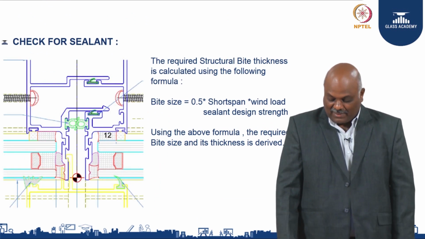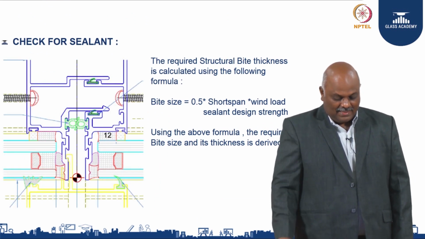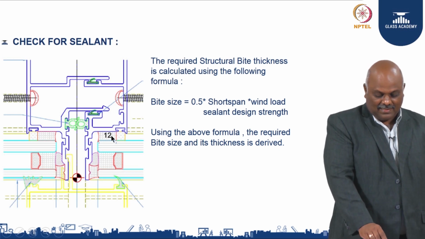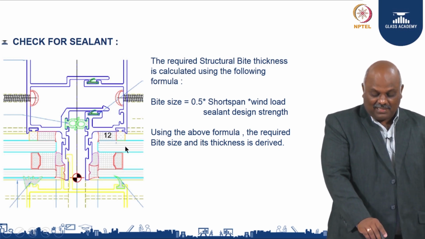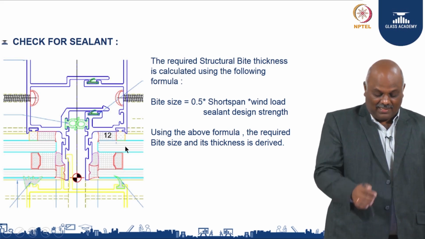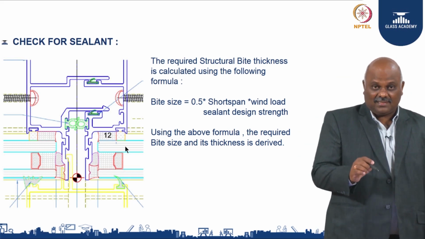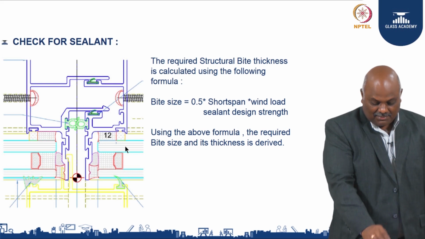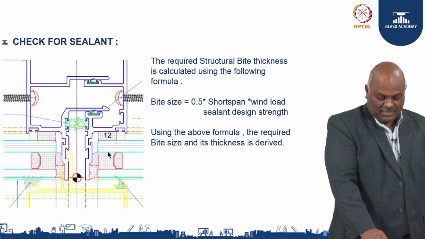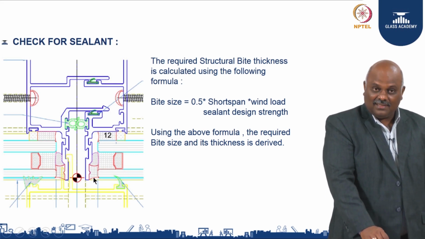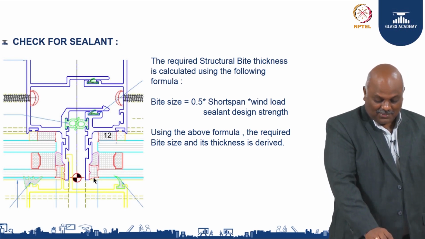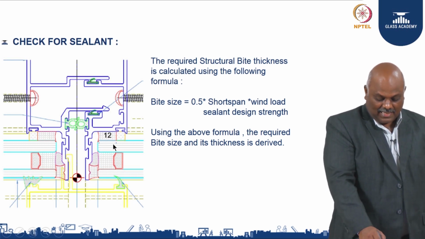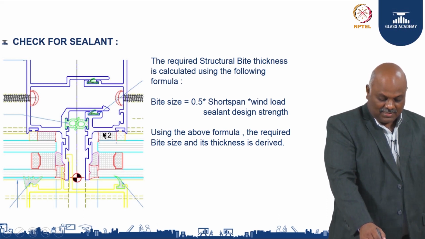Now, what you see here is the bite. As I said, the sealant bite here is shown as 12 millimeter. So, a 12 millimeter by 6 millimeter sealant is required on all 4 sides of the panel to hold this glass in place. In the system detail, this is a weather sealant, it protects against water and wind going through this gap, and this is the glass, this is the structural sealant.